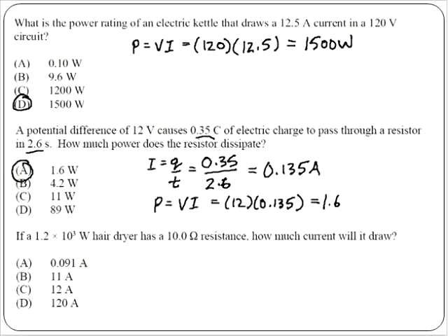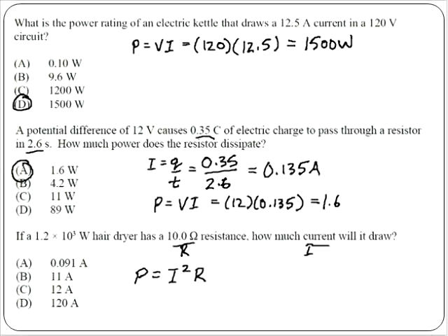On the next one, it tells me that I've got a 1.2 times 10 to the 3 watt hairdryer with this resistance, and I'm asked how much current. So I know R, and I'm trying to find I. So power equals I squared times R. That's the formula I should use.